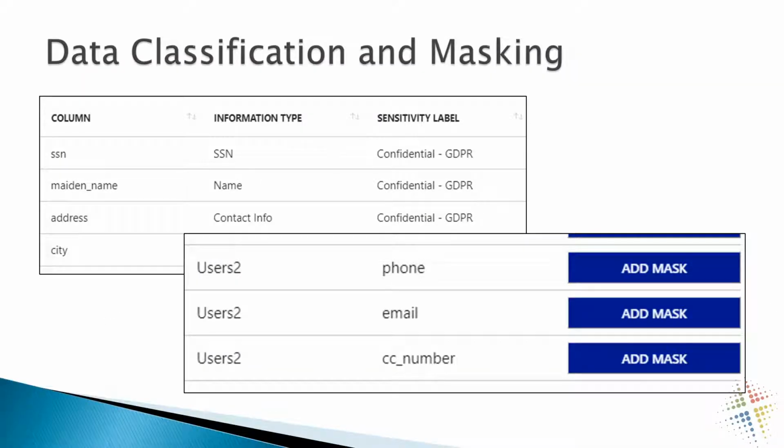It identifies it, it classifies it, and then you can add in a mask so the end users don't ever actually see what the customer's phone numbers are, what their emails are, or what their credit card numbers are. They just see a masked version of it.